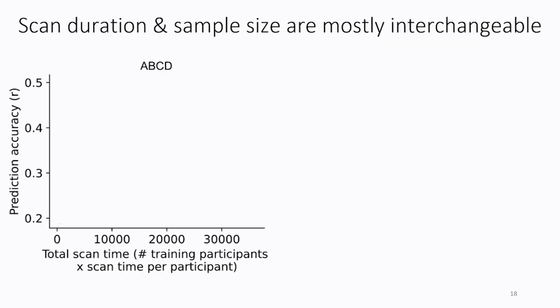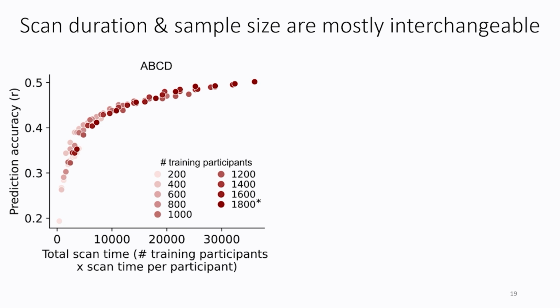So over here, let's try and rethink this. For example, we are going to keep prediction accuracy on the y-axis. And this time, we're going to plot the x-axis as total scan time, which is the number of training participants multiplied by scan duration per participant. And we're looking at a cognitive factor score in the ABCD over here.